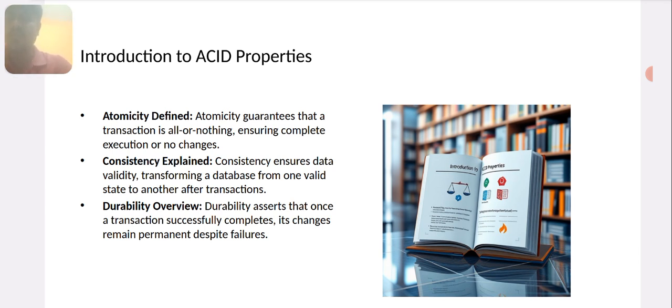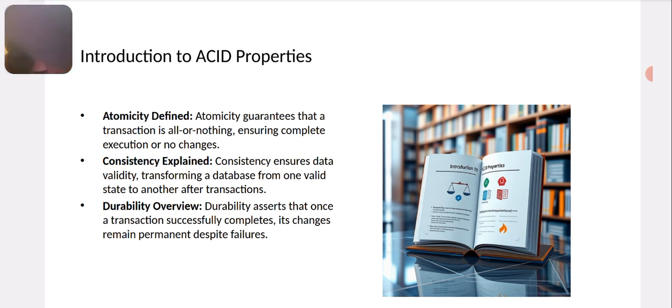There are four defined ACID properties. The first one is atomicity. Atomicity guarantees that the transaction is all or nothing, ensuring complete execution or no changes, and it guarantees the transaction handles all the data safely. That is the main reason atomicity is defined.